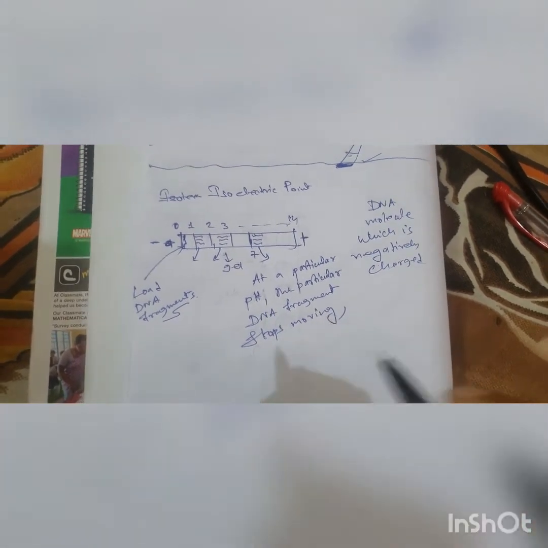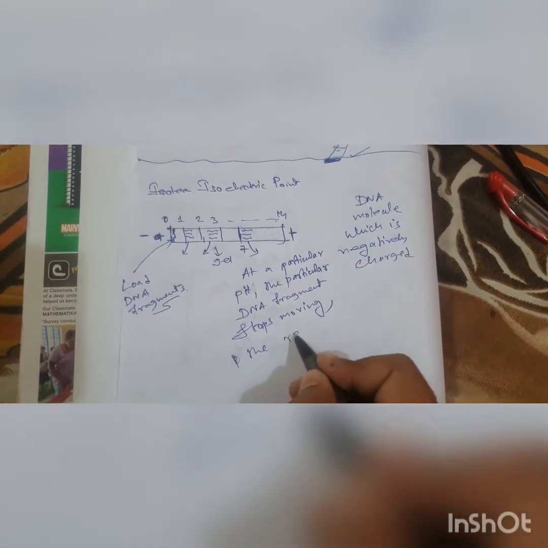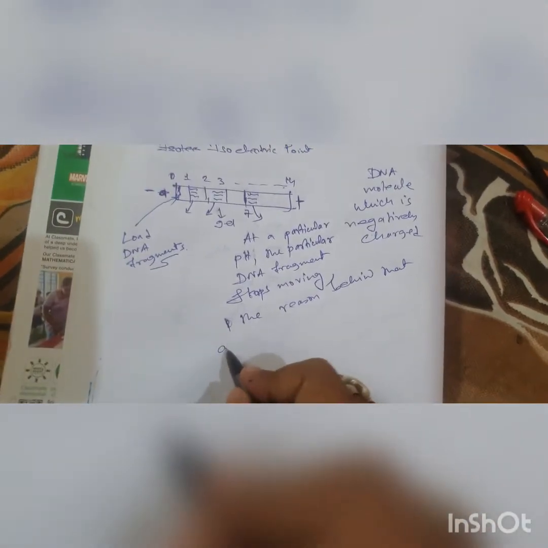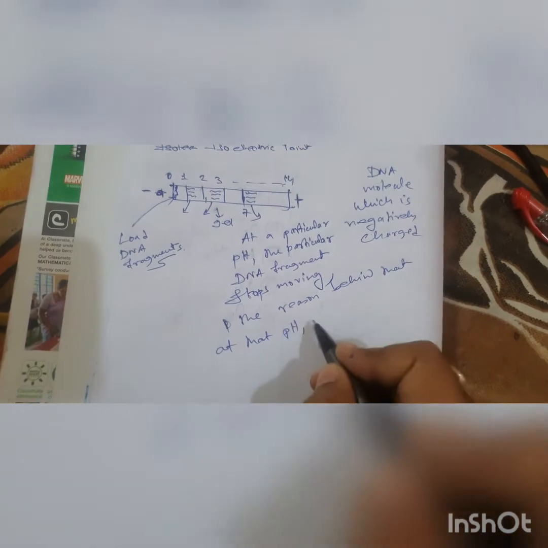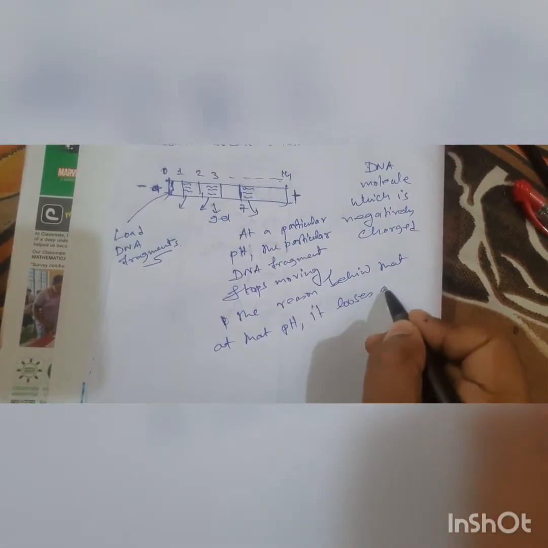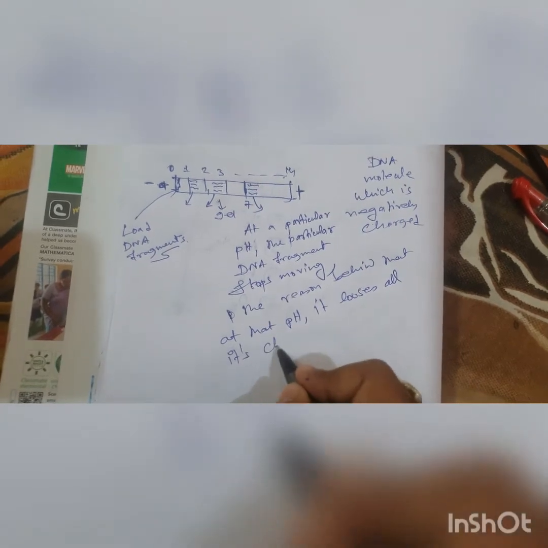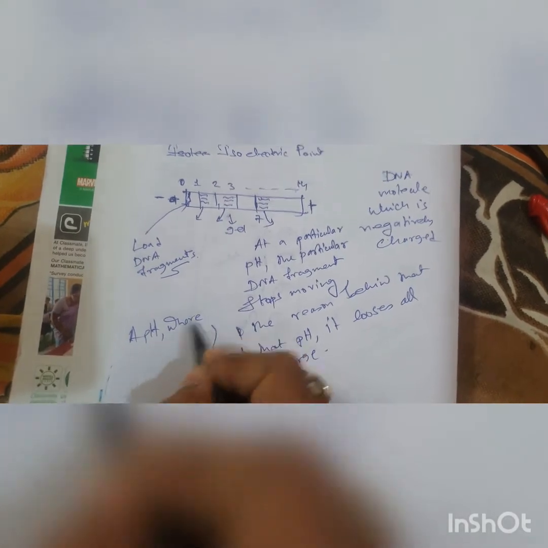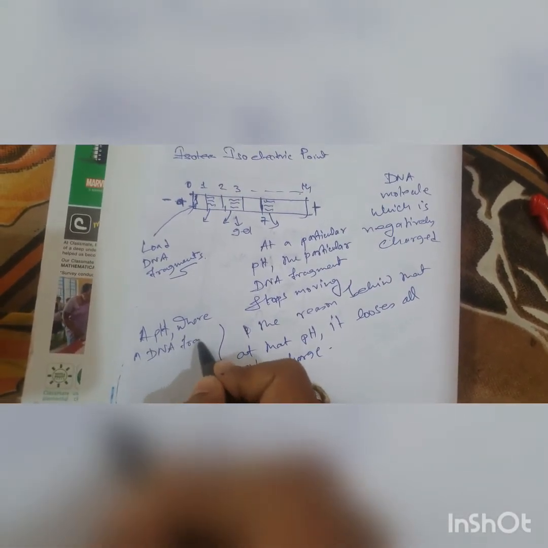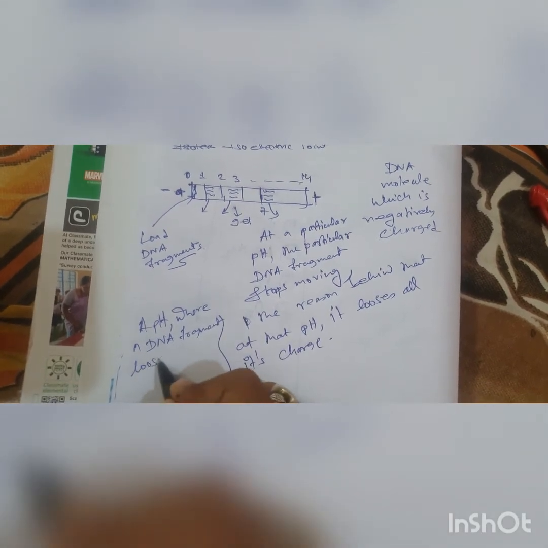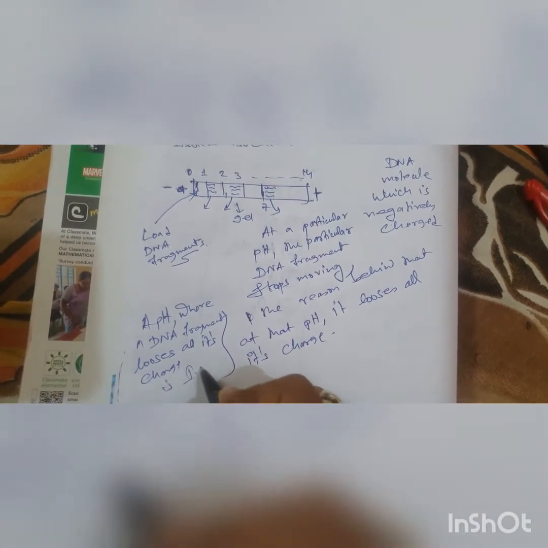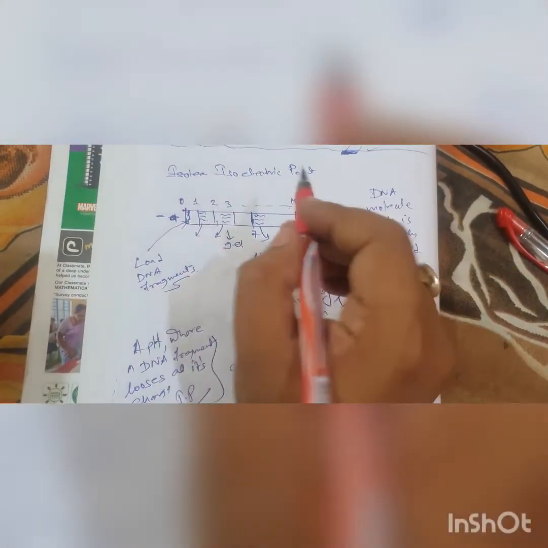and the reason behind that is at that pH it loses all its charge. Wow. So a pH where a DNA fragment loses all its charge is the isoelectric point, right? So that is what you understood about the isoelectric point.